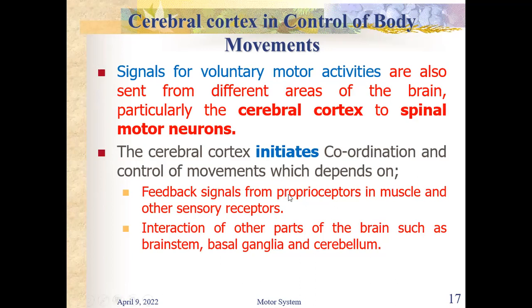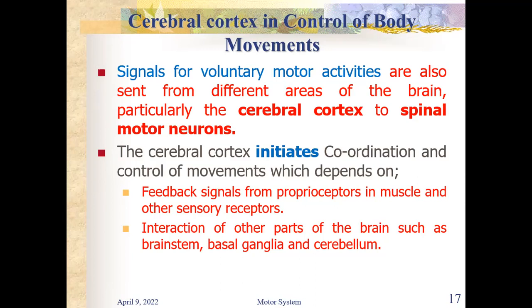So it's not only the cerebral cortex that is coordinating and controlling voluntary movements. The cerebellum is there, the basal ganglia is there, the brainstem is there. Okay, so the cerebral cortex does not work alone. And also there is feedback from the muscles as they are carrying out the movements back to the cerebellum to compare and contrast the movement that we planned with the motor cortex and the basal ganglia. Is it the same movement that is being executed at this time?